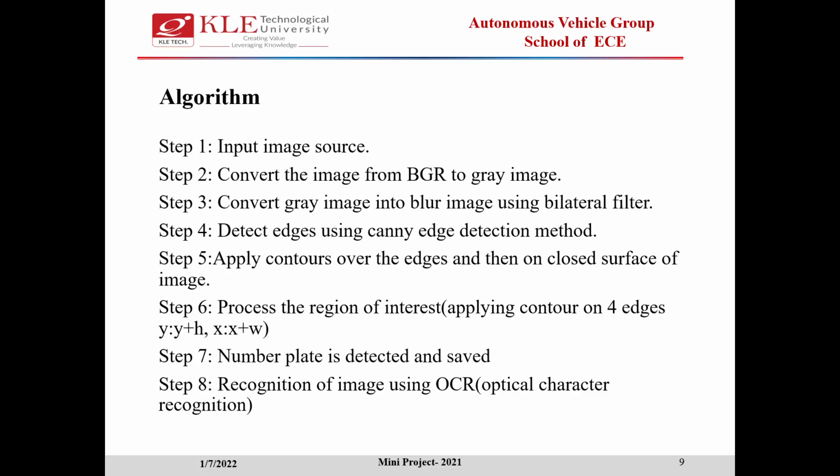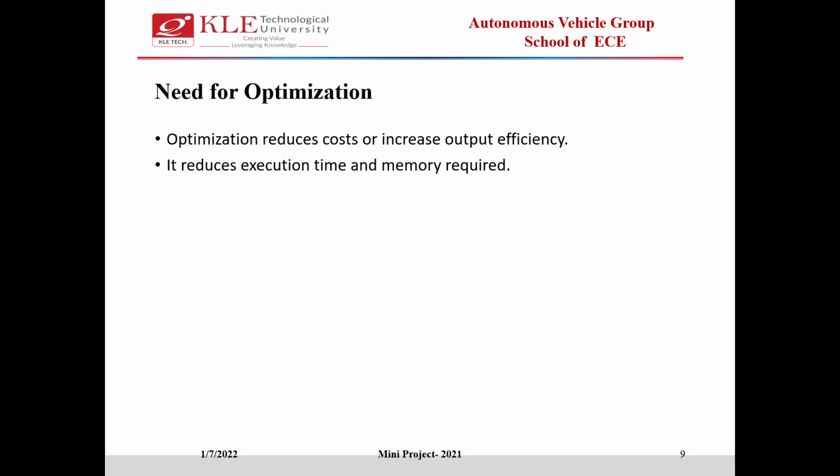Next is the detection of the edges using the Canny edge detector and applying contours all over the image, then reducing the number of contours so as to process the region of interest. The final step is that the number plate is detected and displayed, and it is recognized using optical character recognition. Next, let's move towards the need for optimization.